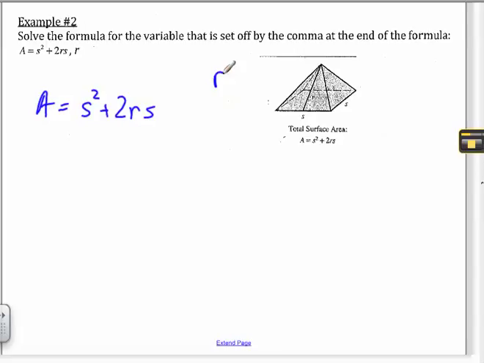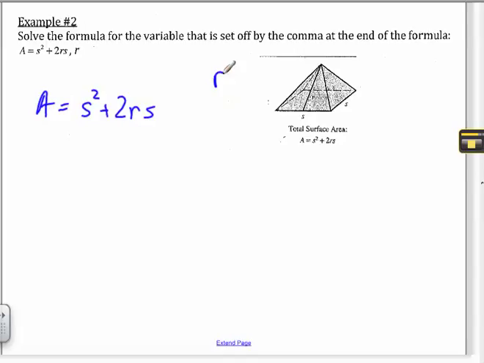R is not by itself right now. Okay? Now to get r by itself, Miles, what's the first thing I need to do? No. Miles said divide, but remember when we're doing inverse operations, we do the inverse order of the operations as well. We add and subtract first. Then we multiply and divide. All right? So Miles, what do you think?